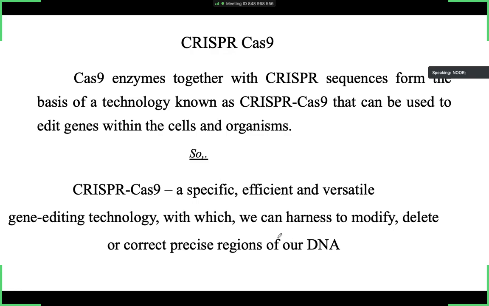CRISPR-Cas9 combined is the basis of a technology known as CRISPR-Cas9, which can be used to edit genes. We can remodify this word now. Editing a gene means you make changes in the gene, but now we can go for the epigenetic modification of the gene. So the best word is to modify the genes.